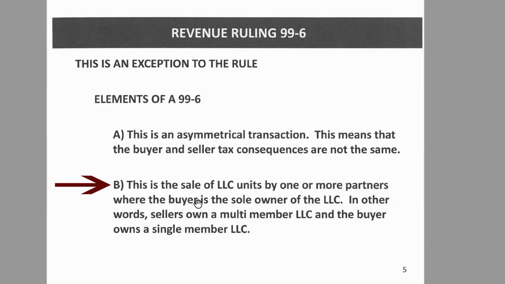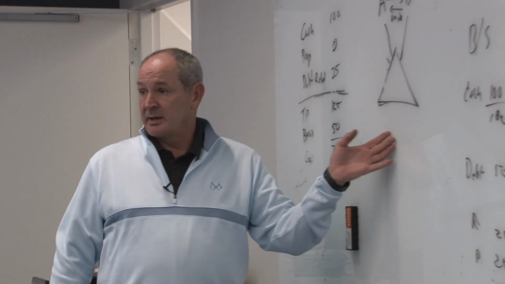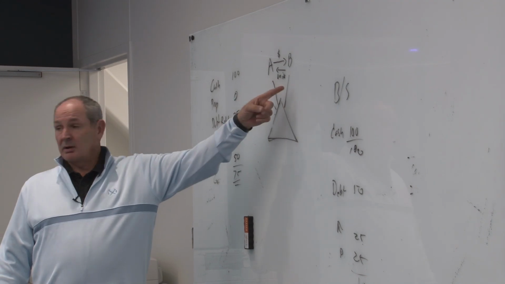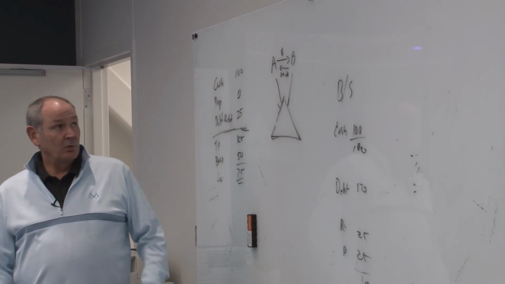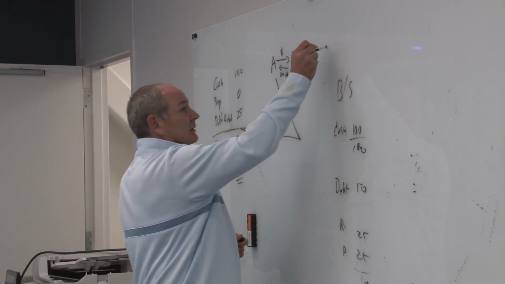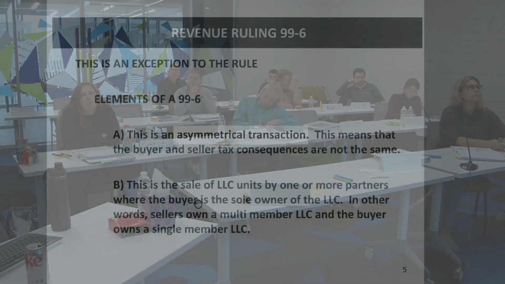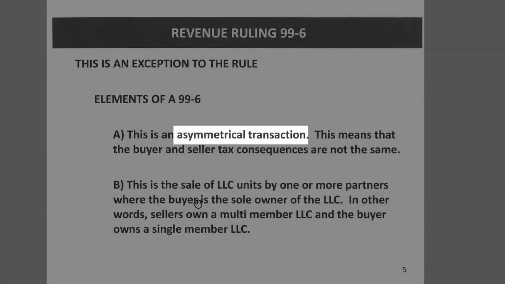Again, I must have had something along these lines that said A bought 100% of B's units, or in the alternative, C could have bought all of A and B's units. One of the two. But it starts at multi-member and ends at single member. And then there are these magic words up there which you might want to highlight because we're going to hit on them multiple times, called an asymmetrical transaction.